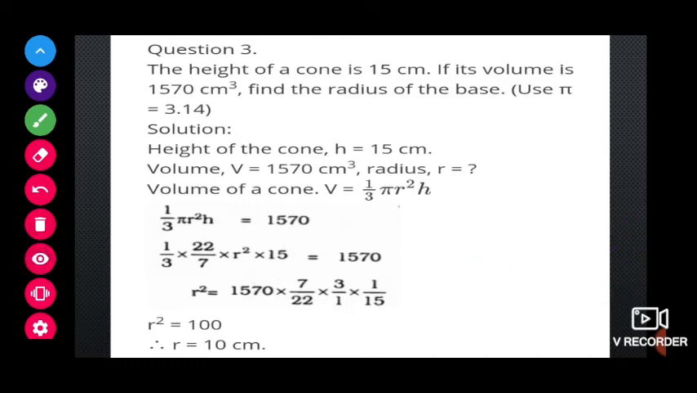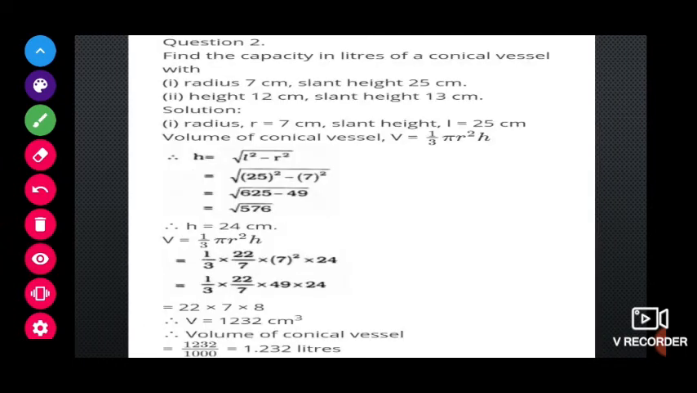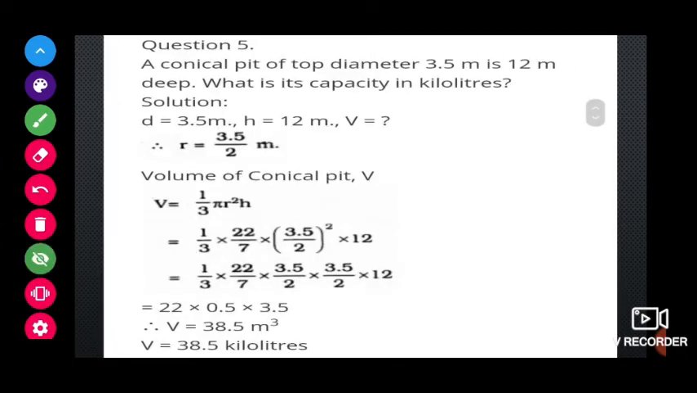Next, they are asking us to find the radius. That's it, children. Next, question number 5. The conical pit of top diameter 3.5 meter is 12 meter deep. So they gave the diameter and the depth, in the sense of height. And what is the capacity in kiloliters? So whatever we get, we have to convert it into kiloliters.